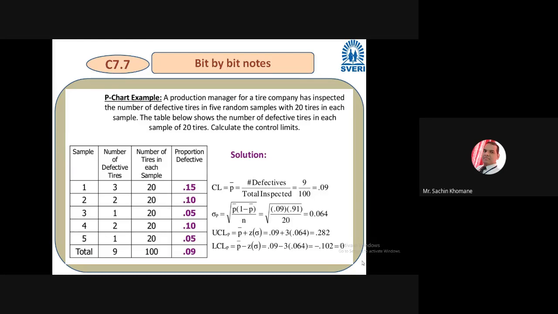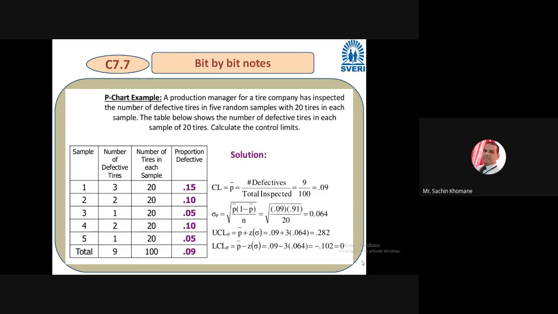So now we found the CL or p bar is 0.09. If you put the value of 0.09 in the formula, you will get the calculation 0.064. So all calculations have been made here. Just cross verify. Is it true?